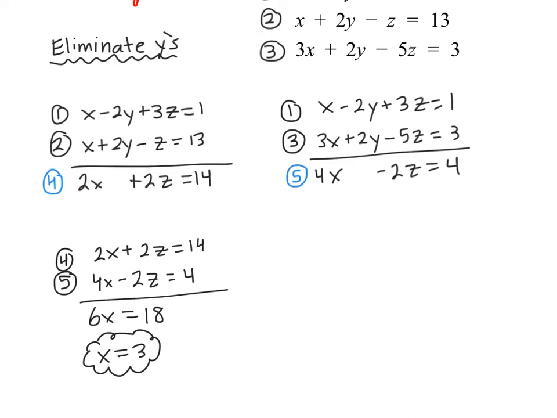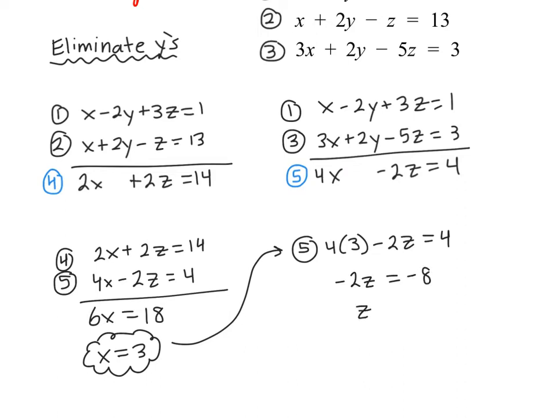Okay, so now that we know x, we can back substitute it either into equation 4 or equation 5. So I'll substitute x into equation 5. So we have 4 times 3 minus 2z equals 4. And so this gives us negative 2z equals negative 8. So z equals 4.